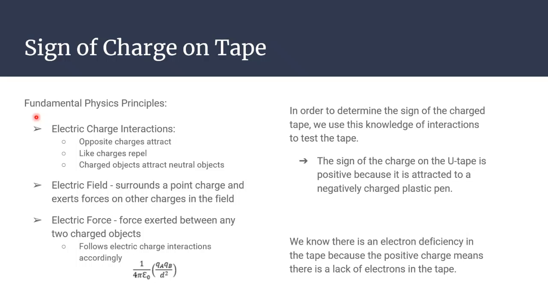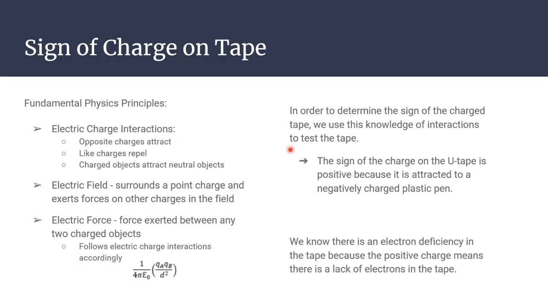So we used the fundamental physics principles of electric charge interactions, where opposite charges attract, like charges repel, and charged objects attract neutral objects. We also use the fact that an electric field surrounds a point charge and exerts forces on other charges in the field. So in our case, tape A was our point charge and exerted an electric force on tape B, which was in the field. The electric force was the force exerted between tape A and B, and we used this formula to calculate charge in our tape.